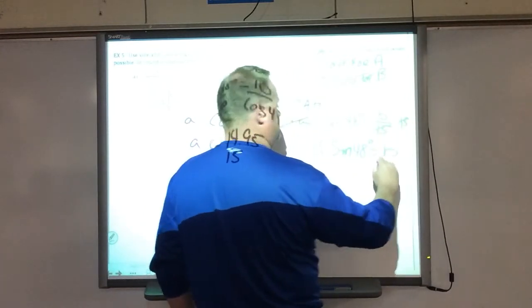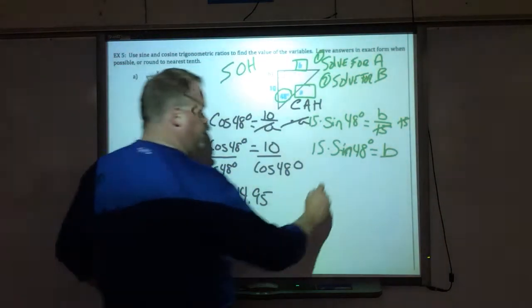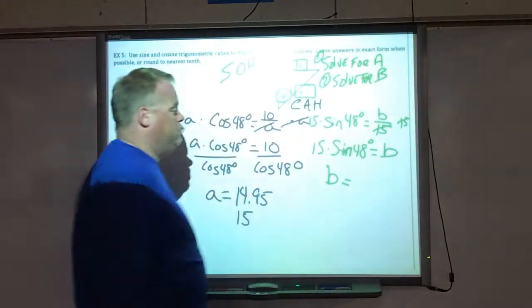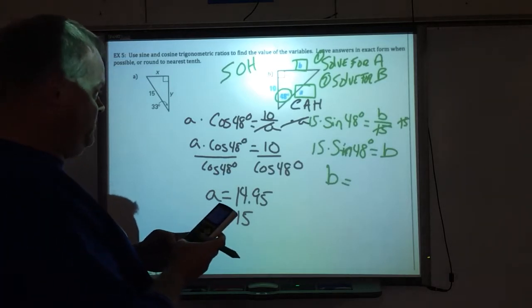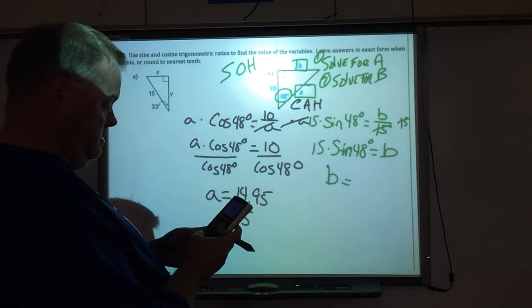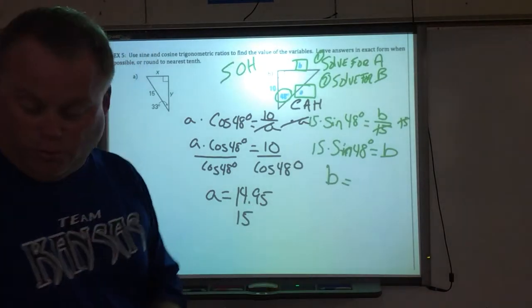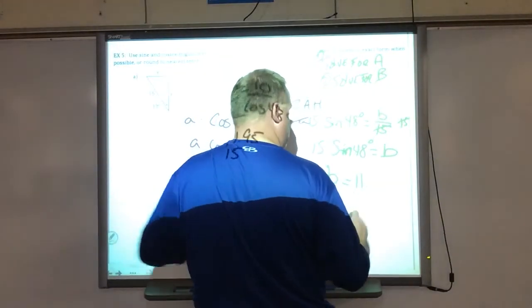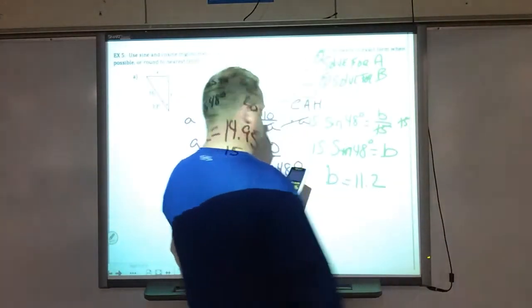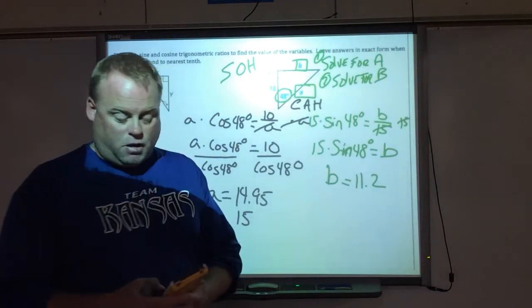15's crossed out, leaving me B. So now, B is going to be equal to, putting it into the calculator, 15 sine of 48, 11.15, so 11.2. 11.2 would be my answer. All right.